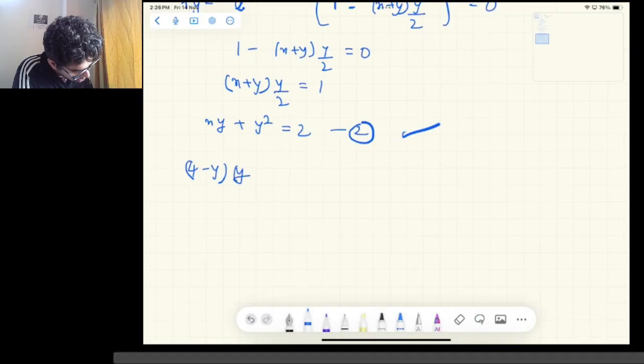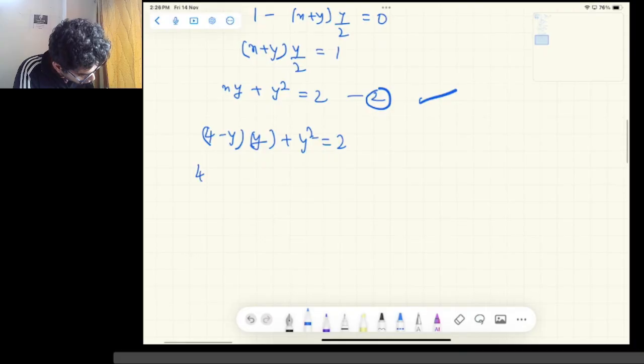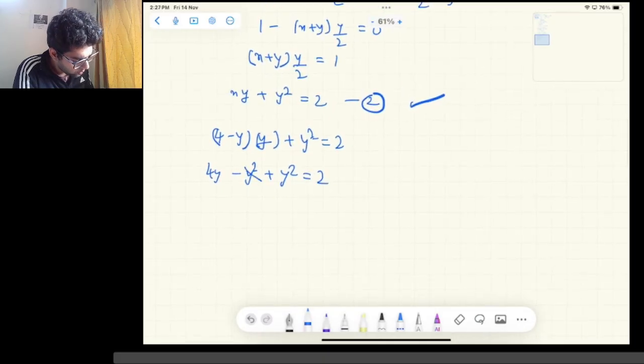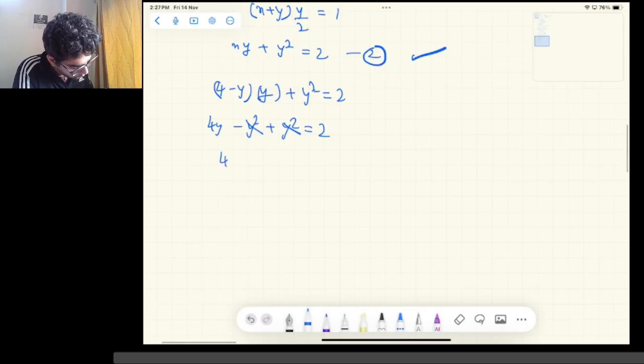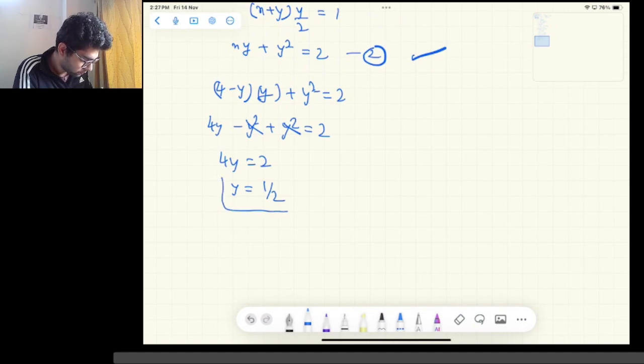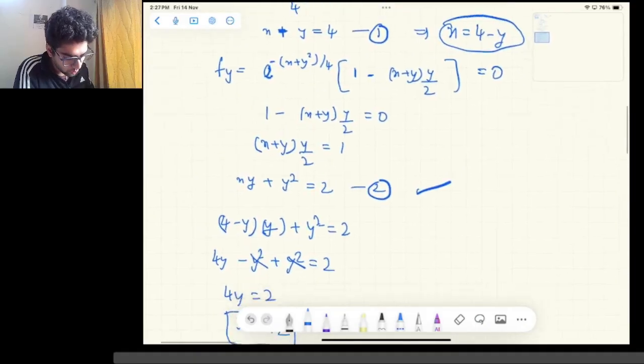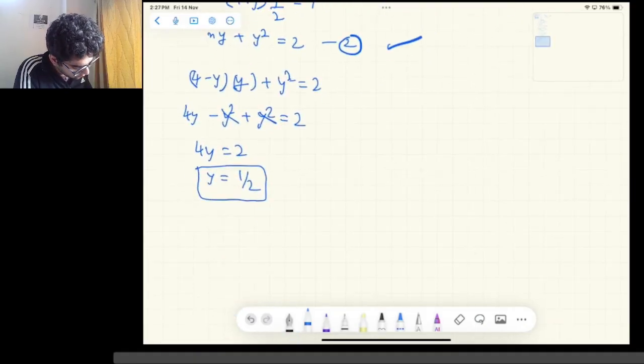So 4 minus y into y plus y square equals 2, right? So 4y minus y square plus y square equals 2. My y square gets cancelled, and I'll be left with 4y equals 2. So y equals half, right? y equals half. And my x will automatically become, so my x is 4 minus y.